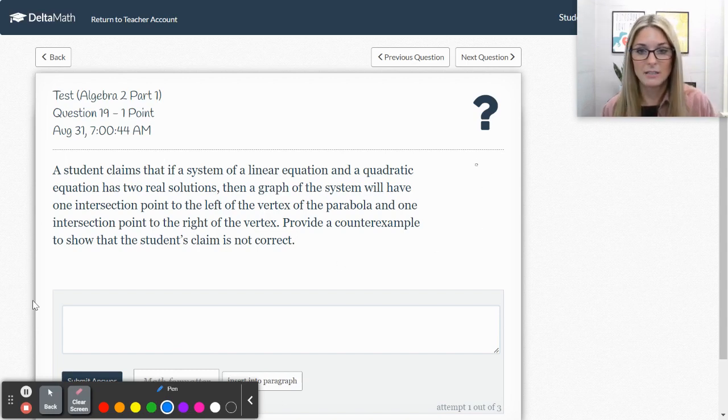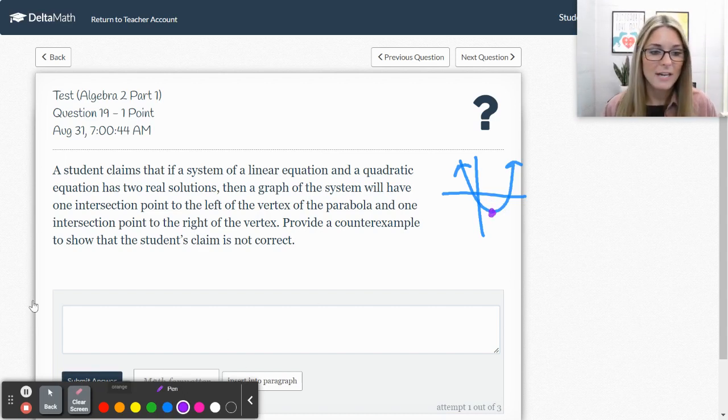So the student thinks if there's a parabola, and let's label this as the vertex of my parabola, they are saying in the system you will always have your intersections, one to the left and one to the right. Is that true? No, not necessarily. The directions say to provide a counterexample, an example where this is not true.